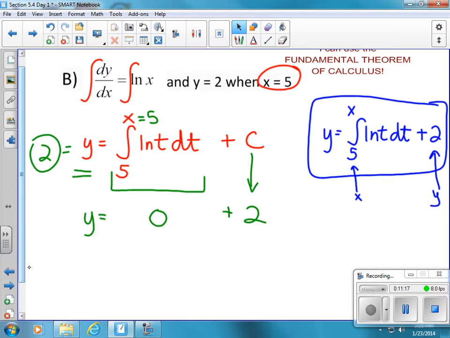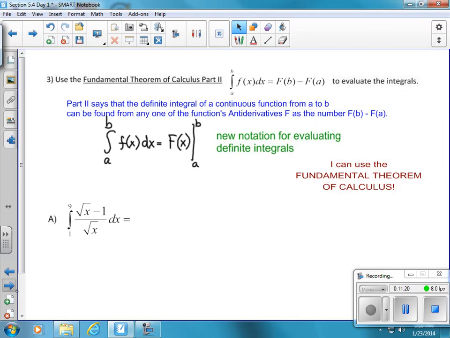Okay? All right, I think we have one more little part here, which is the fundamental theorem of calculus part 2. This says that the definite integral of a continuous function from a to b can be found by taking F of b minus F of a. And F is the antiderivative. So what you have to do here is take the antiderivative, plug in the upper limit, subtract the antiderivative at the lower limit, and this is how we calculate integrals. All right, this is a big deal, a very big deal.